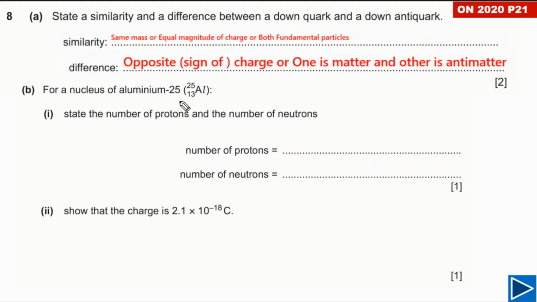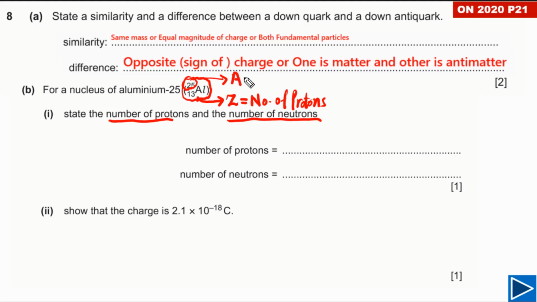The next question is simply asking us about the number of protons and the number of neutrons. If we look at this nucleus of aluminium, at the bottom we have Z, which is the atomic number. In fact, this is equal to the number of protons. And 25 you can see here is the mass number, so A is the mass number.